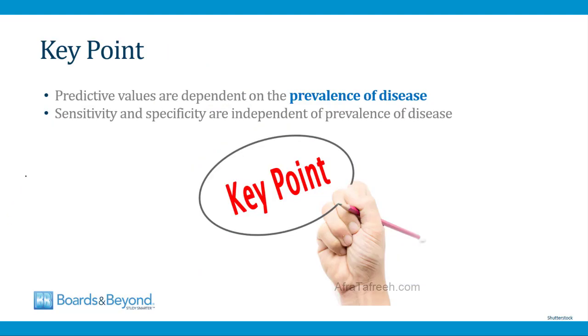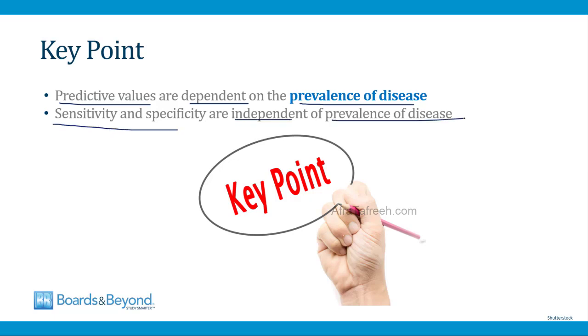A very important point to understand is that predictive values are dependent on the prevalence of disease in the population where you're using the diagnostic test. This is different from sensitivity and specificity. They are independent of prevalence of disease, but that is not true for positive and negative predictive values.